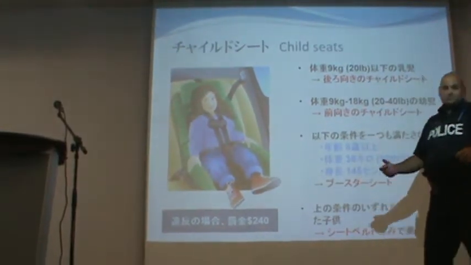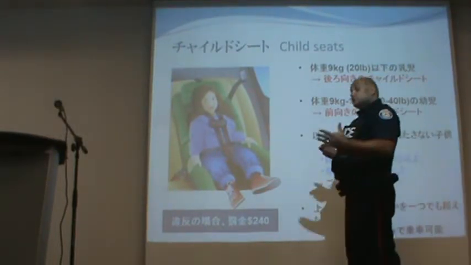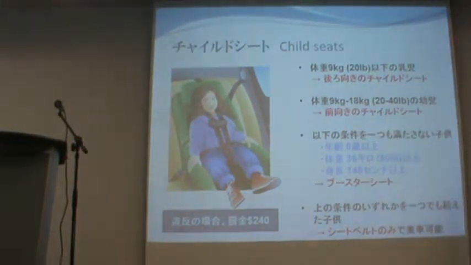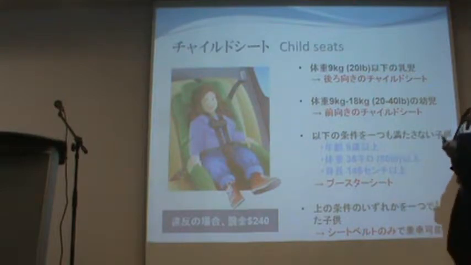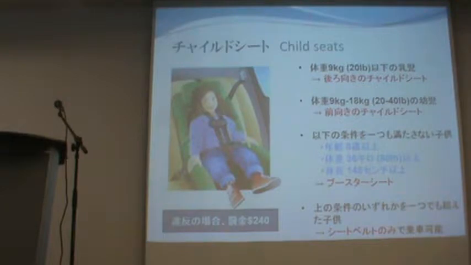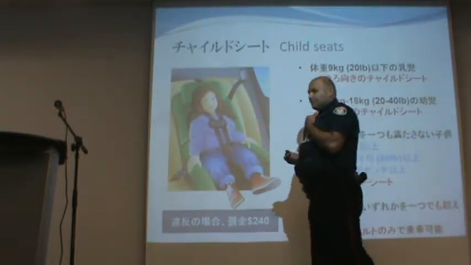And I know the next step up, which is called a booster seat, is pretty much an extra cushion. Some have armrests, some don't, but it just brings the child up. They're allowed to move into that booster seat either when they're 4 years of age or 40 pounds, whichever comes first.